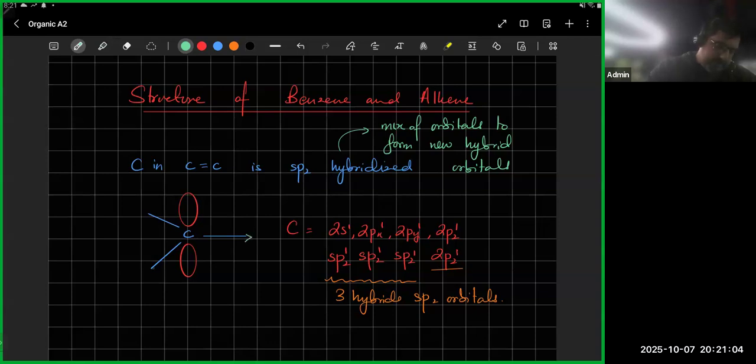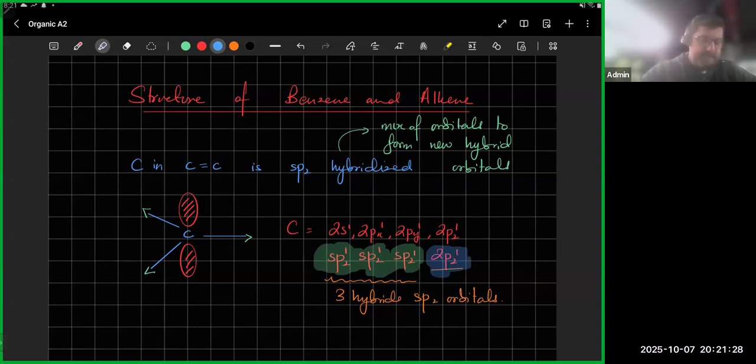Let's also make arrows for this. One atom over here, one over here, one over here. And the last one is not bonding to anything, so the fourth electron is kind of unused. So three of them are bonding, while the fourth one is initially not doing anything. The p is not doing anything.